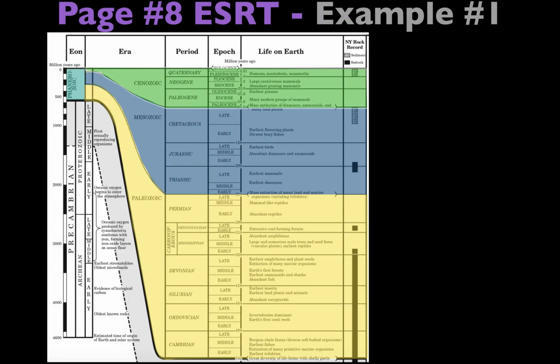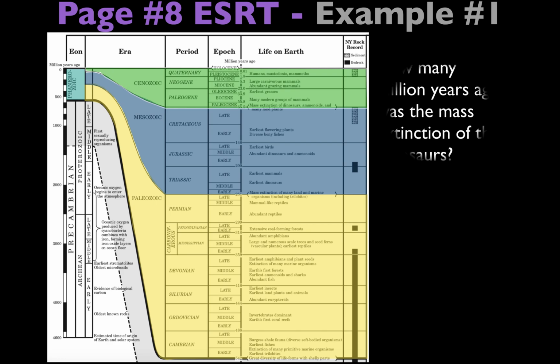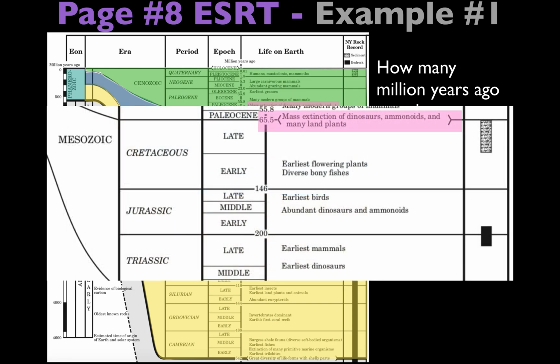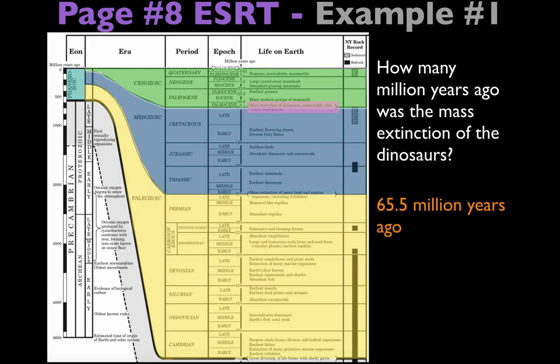So now I want to take the rest of this video to go through some example questions with you guys. To start, you could be asked, how many million years ago was the mass extinction of the dinosaurs? With this chart, you've got to look for exact phrasing. So if you look in this chart and you locate the mass extinction of the dinosaurs, let's zoom in so we get a better look at that. We have the mass extinction of the dinosaurs. We look over to the time scale and we can see that it's 65.5 million years ago. So that's going to be the answer for this question. That's how long ago the dinosaurs went extinct.